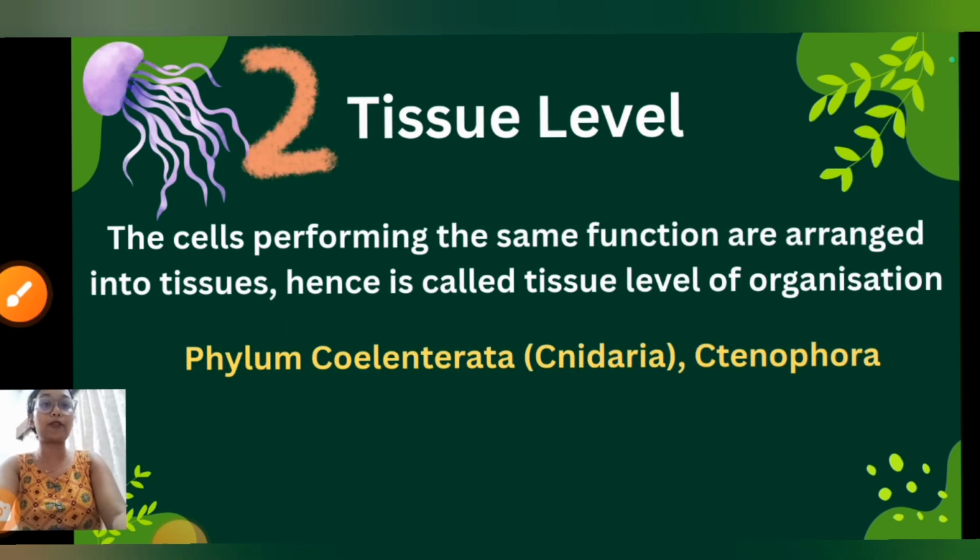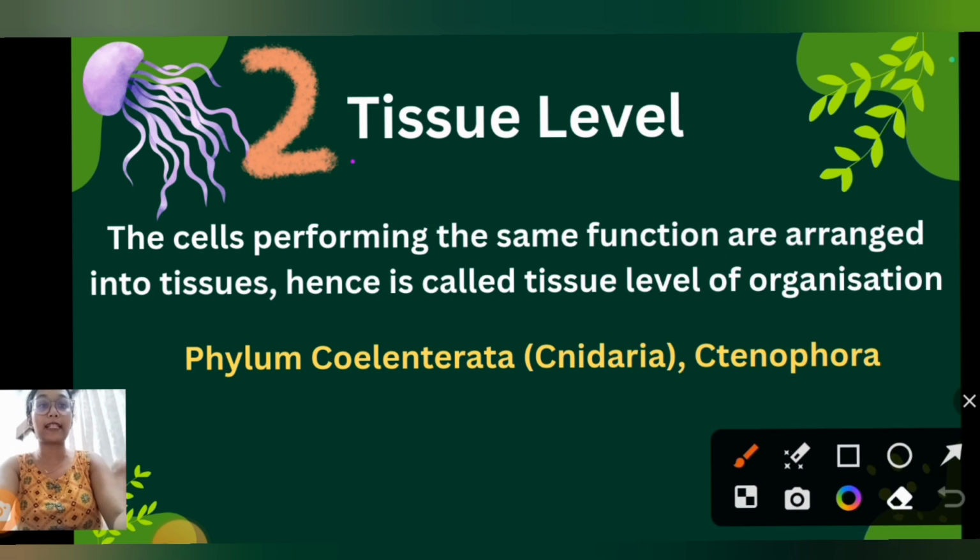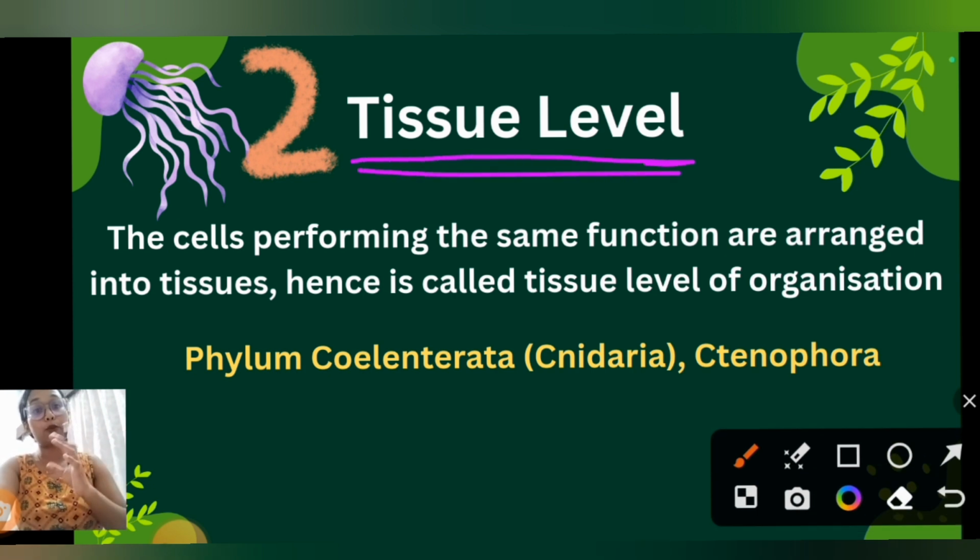So moving on to the second level of organization, that is the tissue level. It means in this case the cells club together to form the tissue level. Then the tissues will club together to form the organ level. Here it is saying the cells performing the same function are arranged into tissues. They will club together in groups and form the tissues.